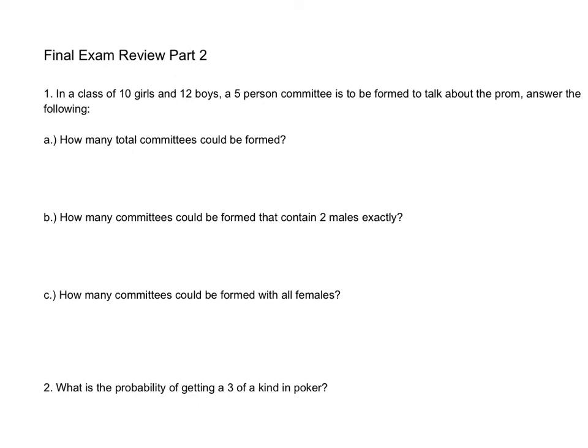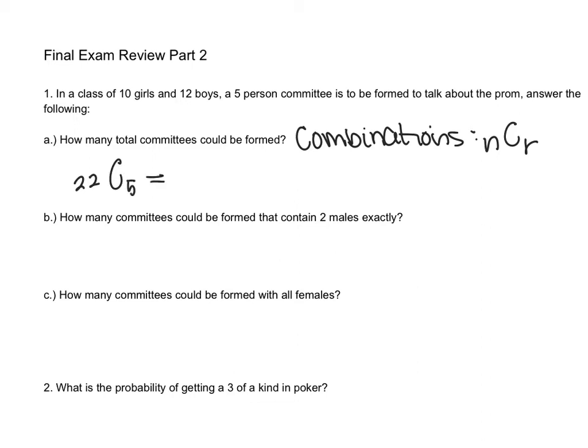So we're talking about possible combinations. We want to use our combinations formula, which is N choose R. So remember, N is the total amount and R is the amount you're choosing from. So if we're looking at a total of 10 girls and 12 boys, that's 22 people, and we want to choose 5 of them exactly to form our committee.